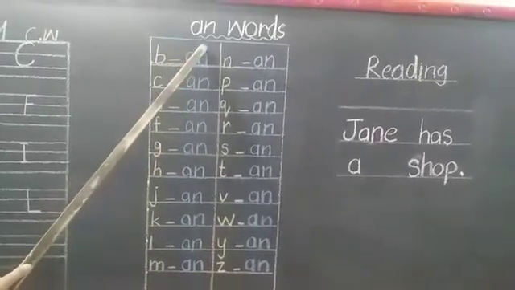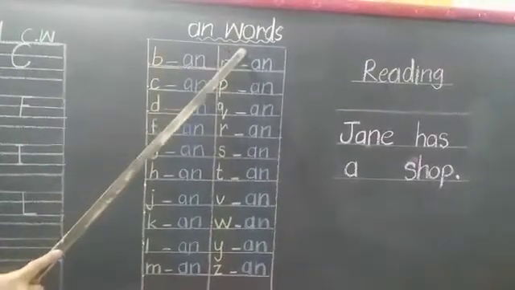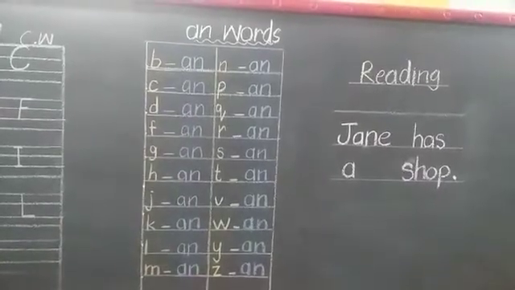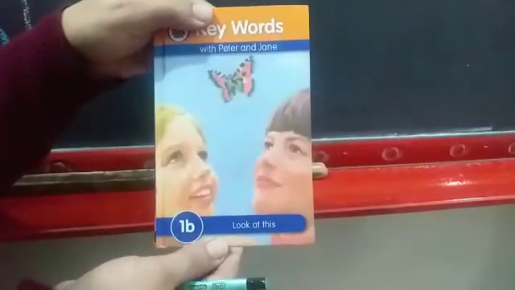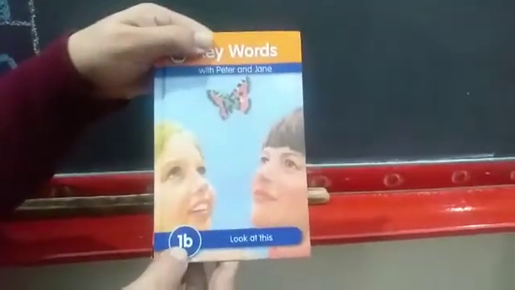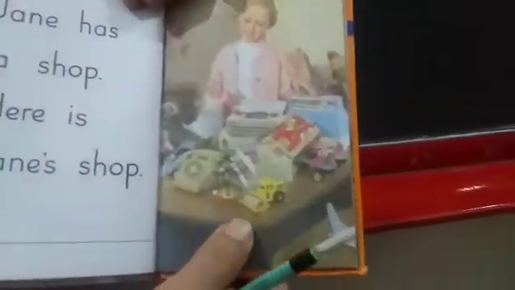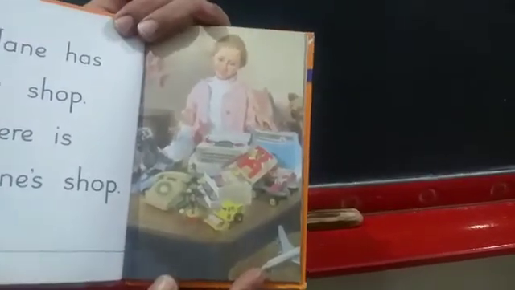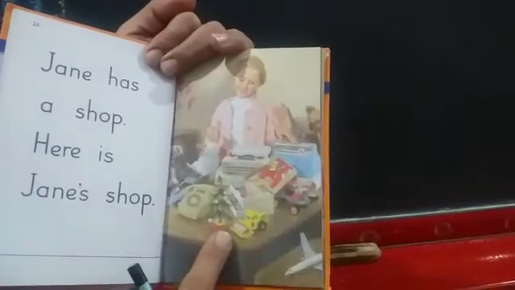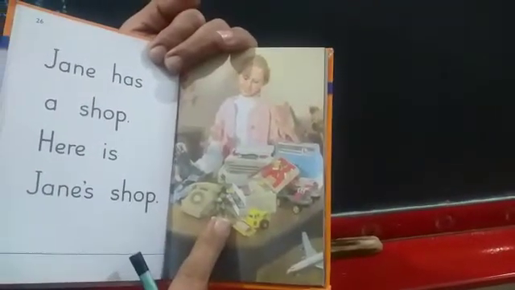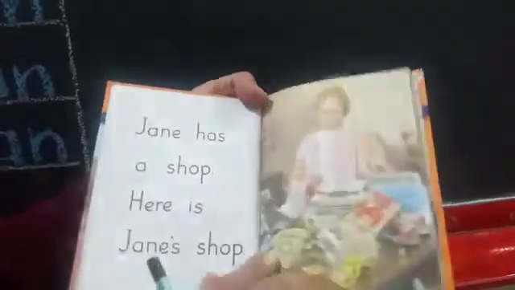Okay students, these are "an" words. You have to read them nicely. Okay? Okay students, it's your reading time. Take out your 1B book. Open page 26. Now first of all look at the picture. Here is Jane's shop. What can you see in this picture? There are many toys here in this picture. This is Jane's shop. And look at your reading page.